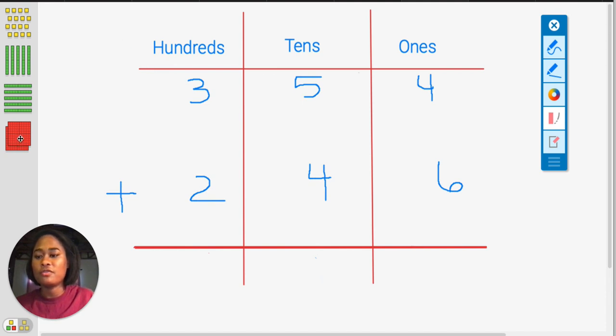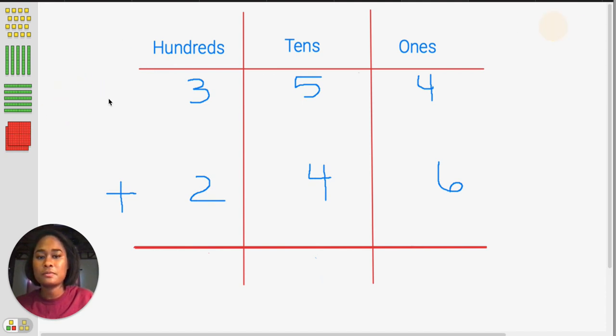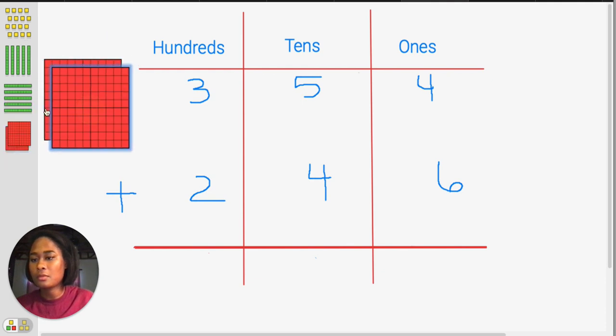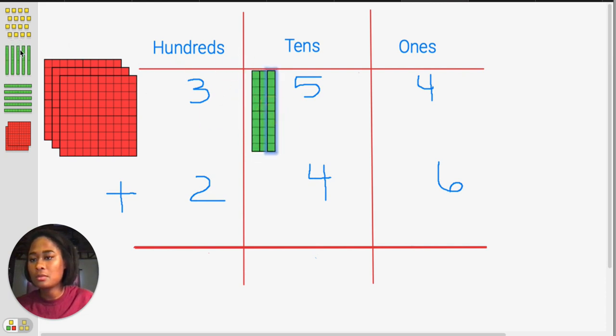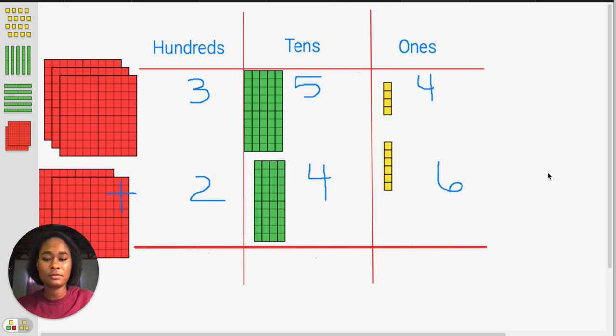For 354, I'm going to get out 3 hundreds, five tens, and 4 ones. I'm going to do the same for 246. For 246, I brought out 2 hundreds, 4 tens, and 6 ones.